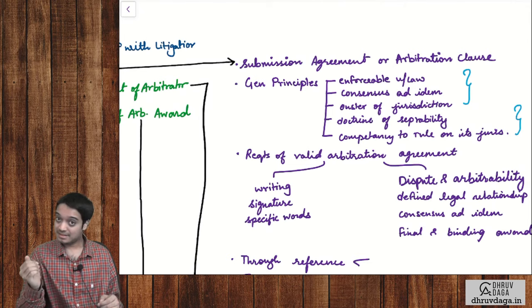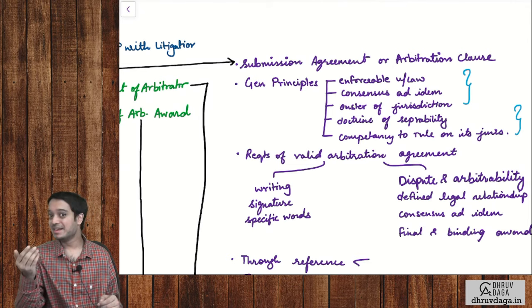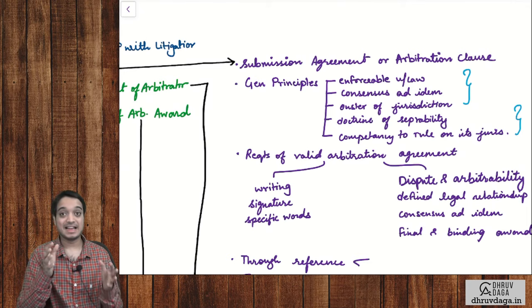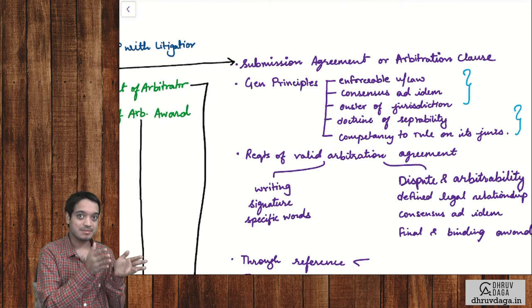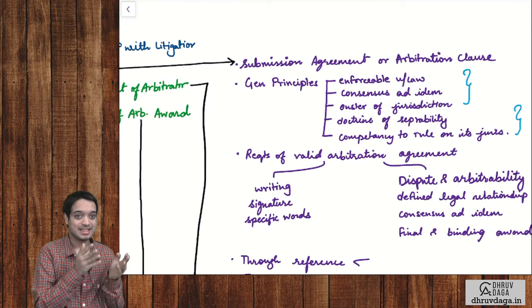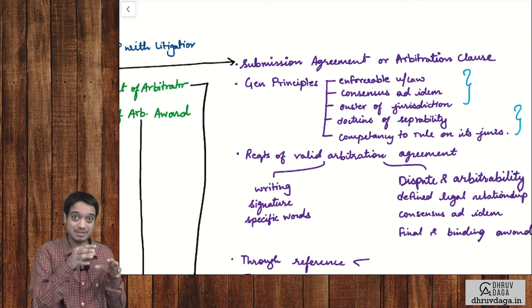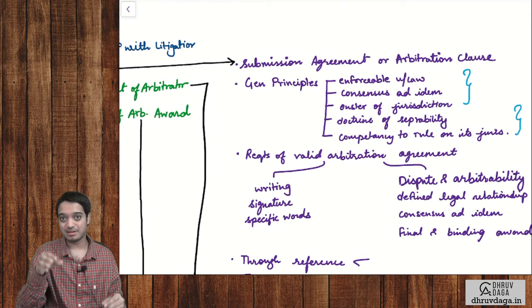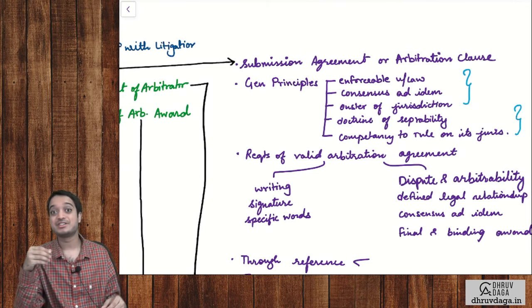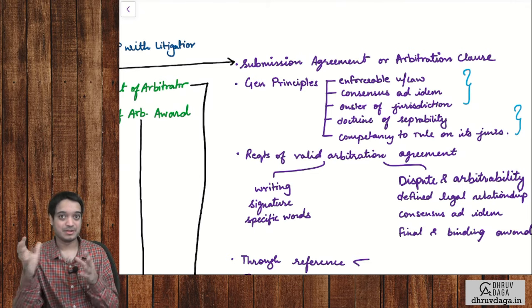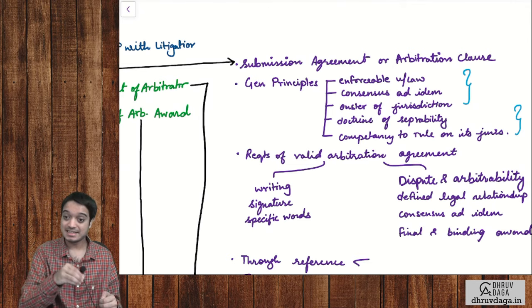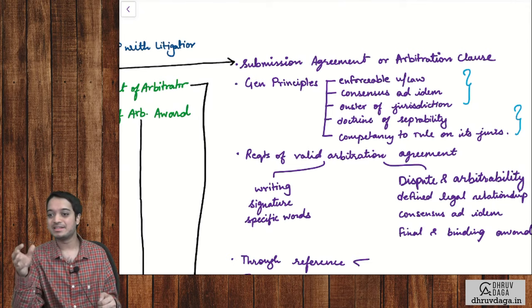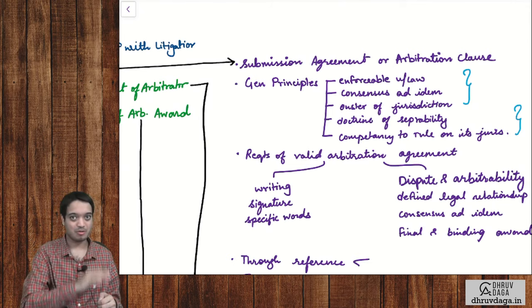Then there are 2 points, the first being the doctrine of separability. The doctrine of separability says that an arbitration agreement and the original agreement, even though they may be together, are separate. So if the original agreement is terminated, say by way of breach, then even though the principal contract is terminated, the arbitration agreement survives. They are separate from each other. Even if a question on the validity of the original agreement is raised, the arbitration agreement is still separate, and the arbitrator will have a right to rule over this agreement.